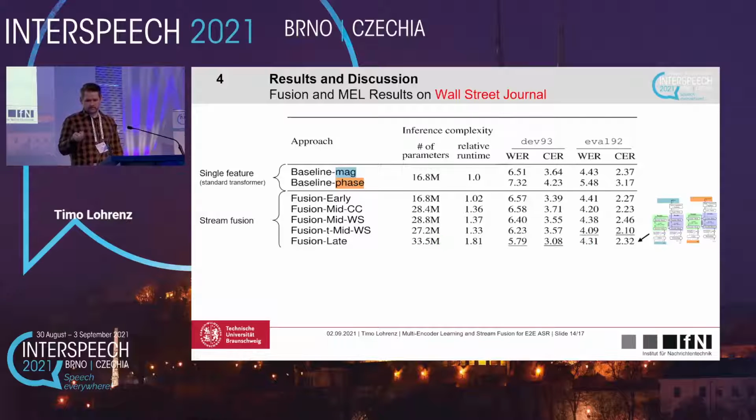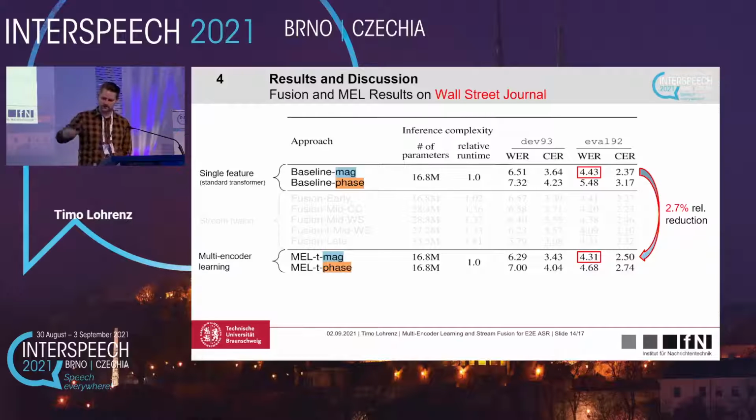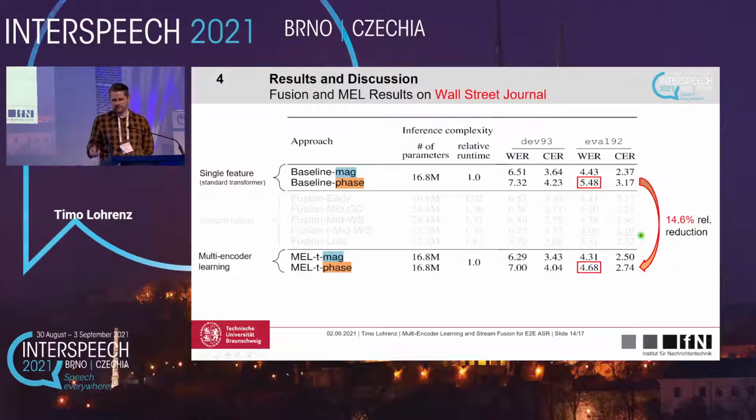So then let's look into multi-encoder learning. What you can see first here is that we don't add any inference complexity to the models, but we just enhance the standard architecture by using an additional encoder during learning. And so if we compare these for the magnitude model, where we use the additional phase encoder during learning, we get quite a small improvement, but it comes at no cost, so that's quite nice. And for the phase features, we are actually able to get a reduction of 14.6% relative.